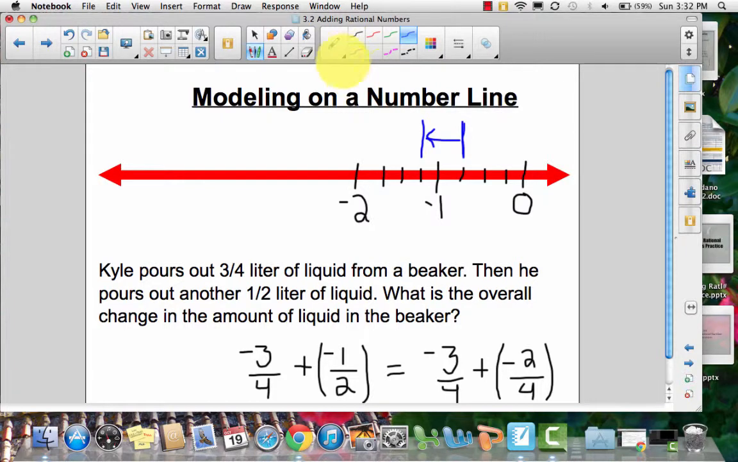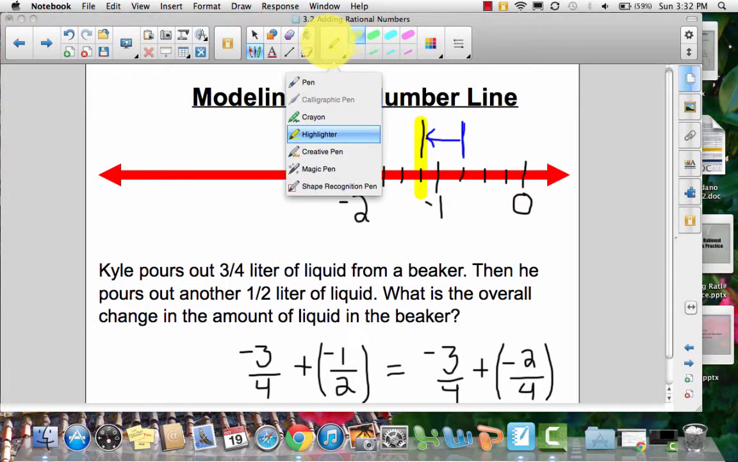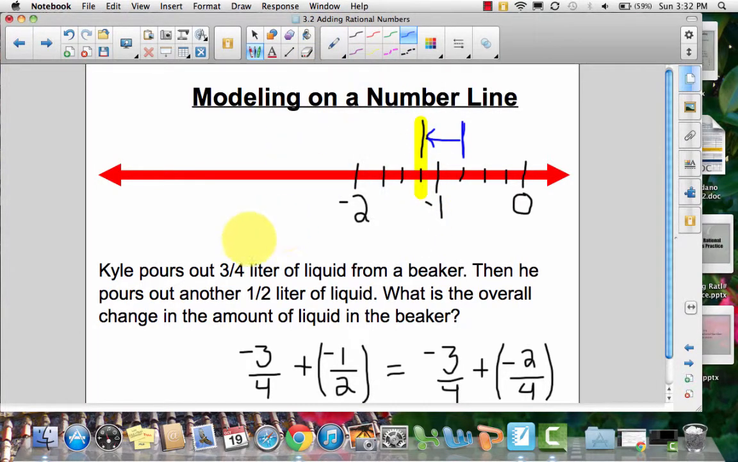And now I just want to look at where my line dropped off, and that is right here. The value of that line is -1 1/4. So that tells me that altogether Kyle poured out -1 1/4 liters of liquid. And we're going to label this liters.